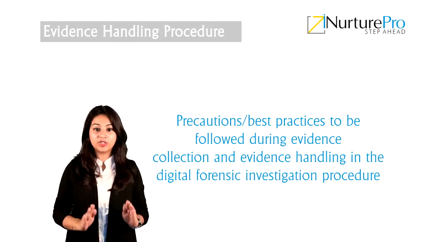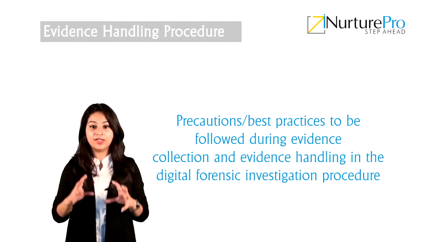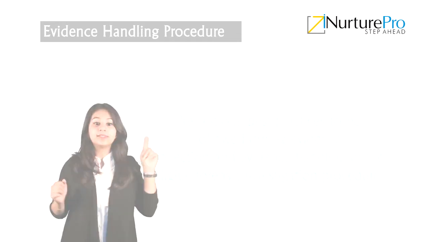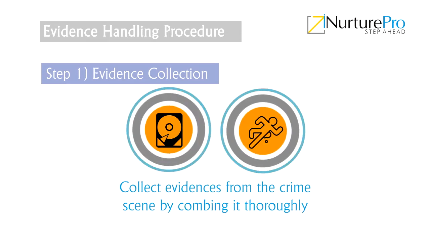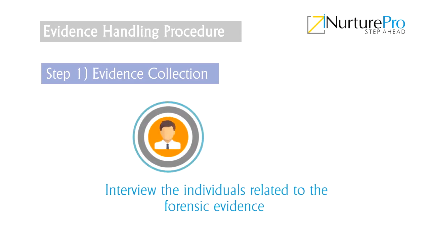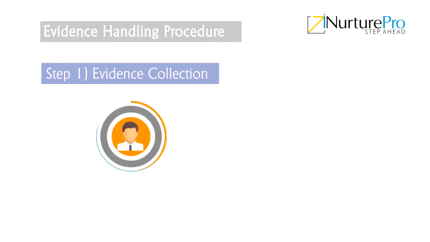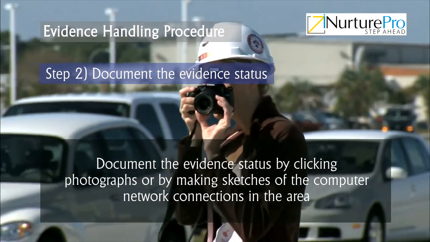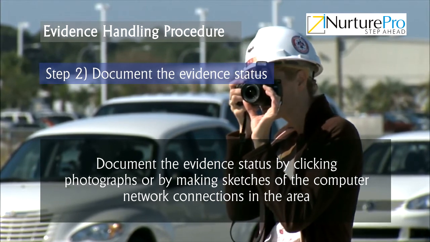Let us see the precautions and the best practices to be followed during the evidence collection and evidence handling in each step in the digital forensic investigation procedure. Step 1. Evidence collection. Collect evidences from the crime scene by combing it thoroughly. Interview the individuals related to the forensic evidence, such as those personnel who hold the passwords, user credentials on the system, and so on. Step 2. Document the evidence status by clicking photographs or by making sketches of the computer network connections of that area.